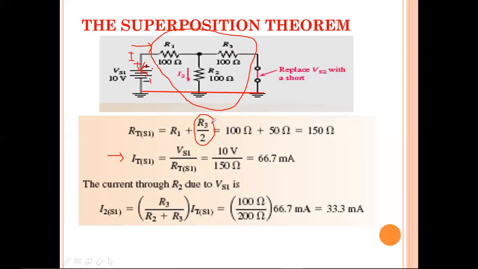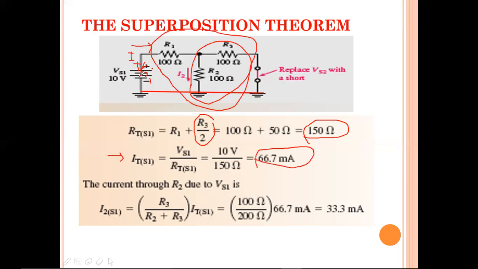R2 divided by 2 or R3 divided by 2, both are same, or you can do 100 into 100 by 100 plus 100, same answer, you will get 50 ohms. So this parallel combination of R2 and R3 is in series with this R1. Then the total resistance when we are activating the supply is 150 ohms. Then by using the 150 ohms and the supply voltage, you will get the total current supplied by source 1. ITS1 is equal to VS1, already you know VS1 is 10 volts, by total resistance 150 ohms. Then you will get 66.7 milliamps total current, means ITS1.